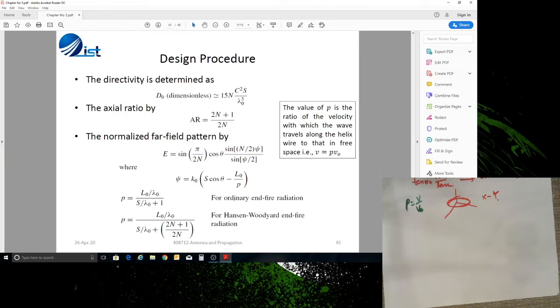और हमारे पास जो ऑर्डिनरी एंड फायर रेडिएशन है उसमें P की वैल्यू is defined like this, और एक स्पेशली डिजाइंड हेलिकल एंटेना है which is the Hansen Woodyard end fire radiation, you can say design, जिसमें P की वैल्यू has actually been taken like this. ठीक है, सो अगर आप ऑर्डिनरी एंड फायर जनरेट का रेडिएशन पैटर्न निकालना चाह रहे हैं तो you would use P according to this, and for a Hansen Woodyard end fire antenna you would use this expression over here.